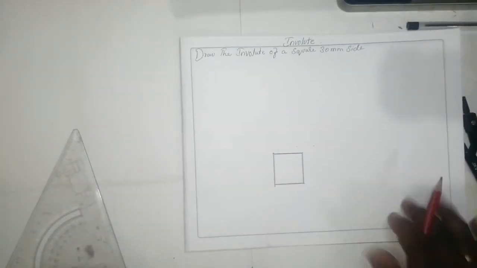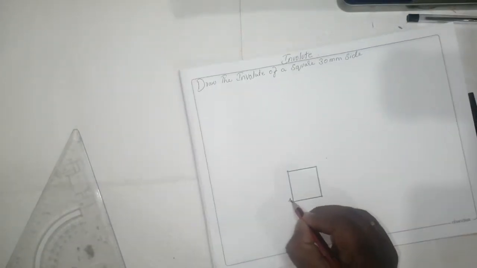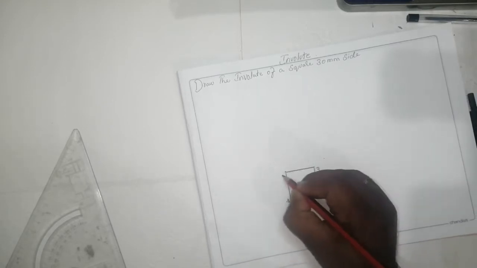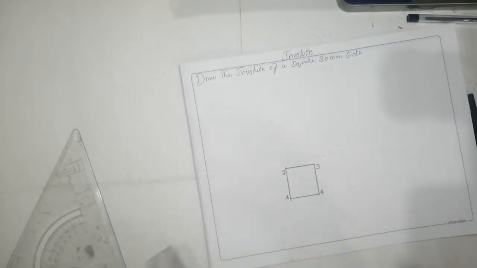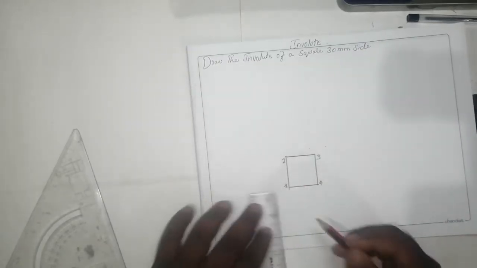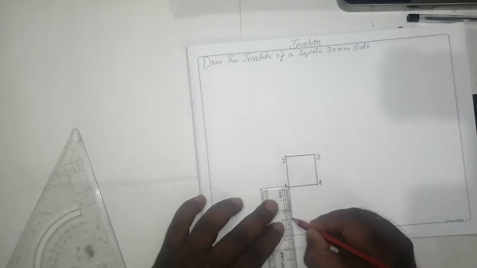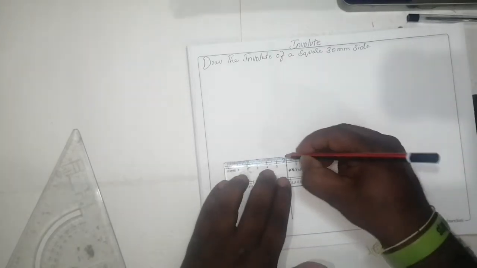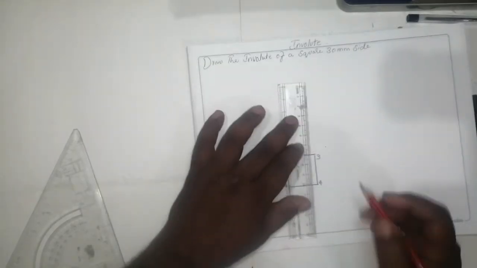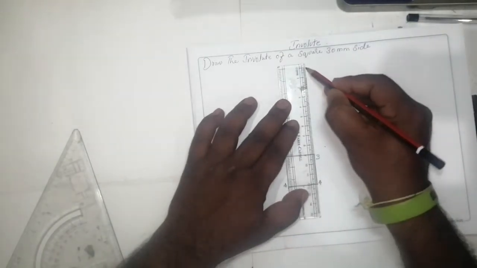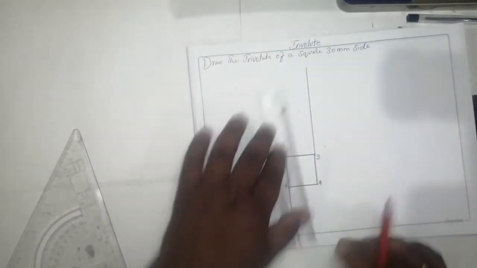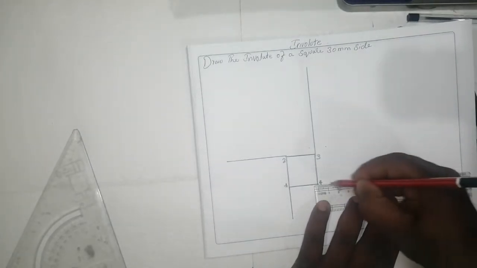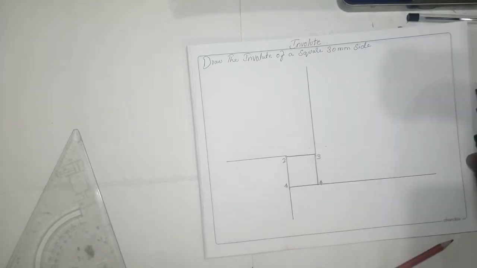So you will get points like 1, 4, 3 and 2. Extend the line. It's very easy. Take here 30 mm. Take here 60 mm. Take here 90 mm. Take here 120 mm. So it's very simple and easy.